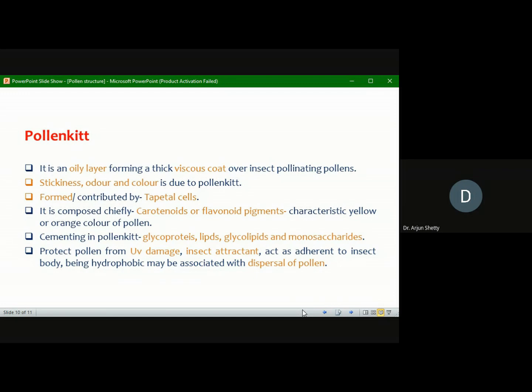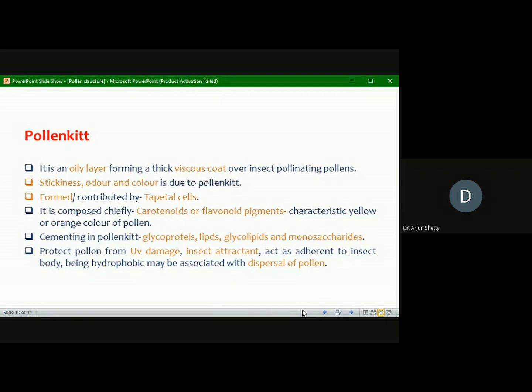And the cementing mechanism has to be jelly-like. It has to be, because to get attached to the body of an insect, it should be jelly-like. It should be sticky. So for the cementing action of the pollen kit, we are going to see the presence of glycoproteins.